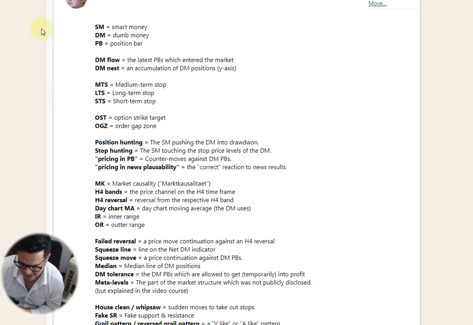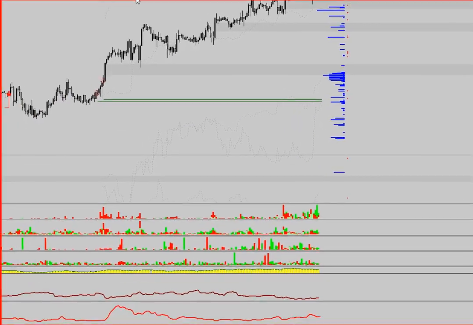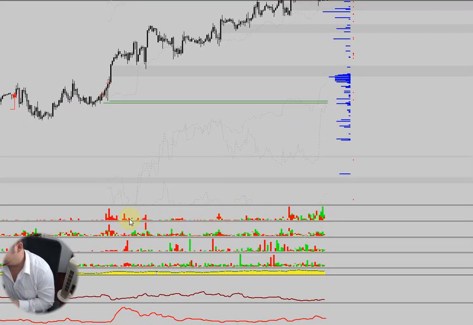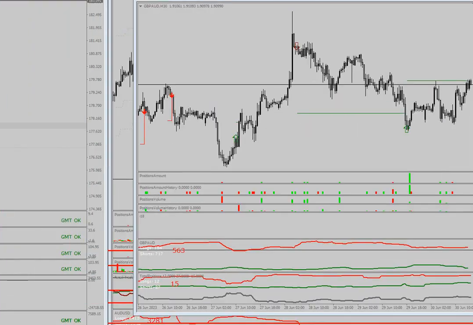So SM, of course, stands for the smart money algos, the price controlling algorithms. DM stands for dumb money, so the price takers who get position hunted, stop hunted. PB stands for position bar. Okay, so in the chart, let me show you an example. Let's go here to dollar yen, for example. The position bars, which are shown here in the histograms, show you the dumb money positions which are in the market and the ones which were in the market.